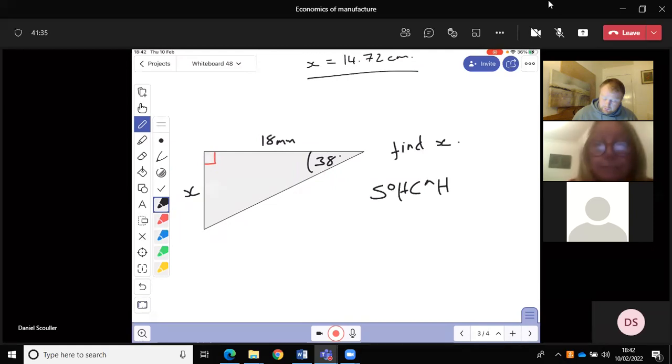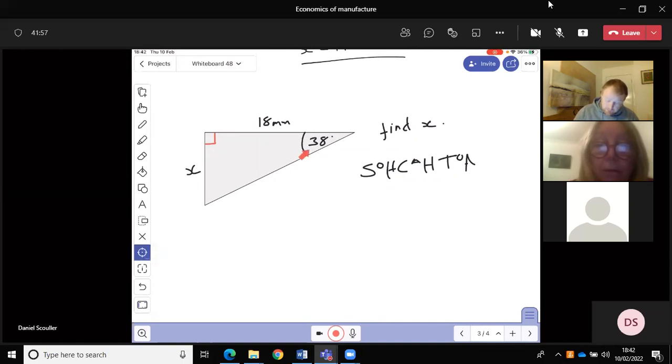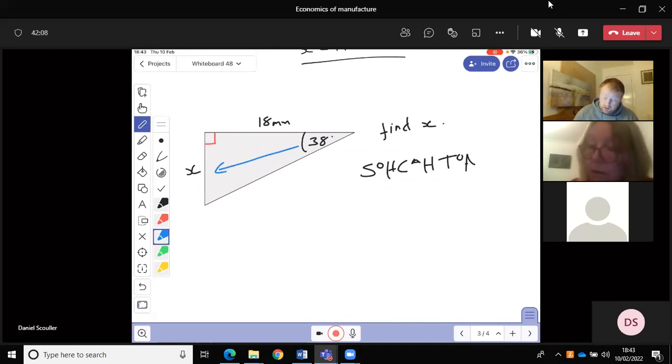SohCahToa. Another thing, you're not given this SohCahToa in the exam paper. It's not a formula you're given, so you'd be expected to know sine, cos, and tan, those formulas that come with right angles. So find x. What is x to us? We are using pretty clearly this angle. So x is opposite, it's not touching that angle. So that's the one we're trying to find.